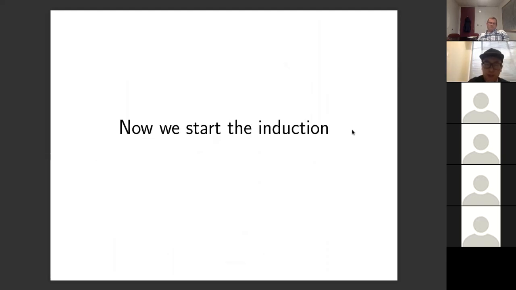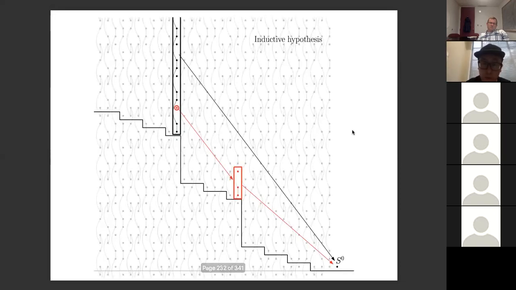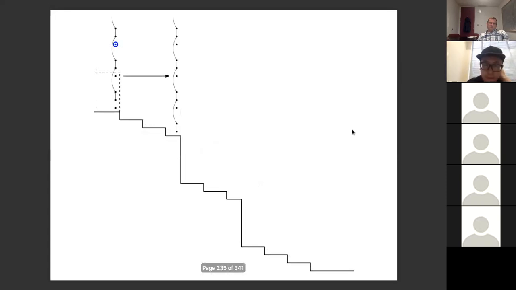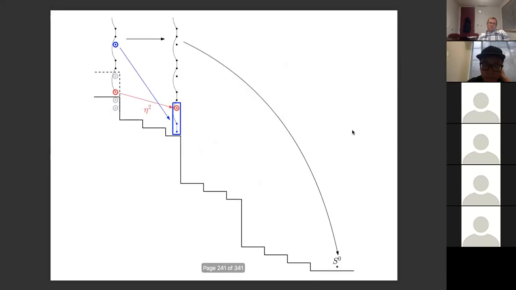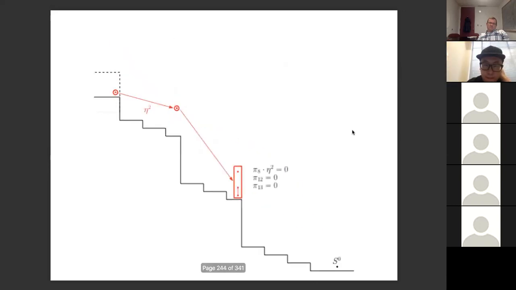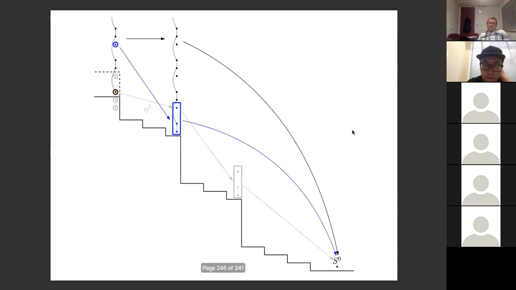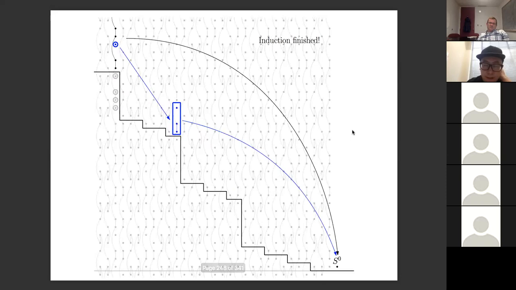So for the actual induction, instead of saying anything, I'm going to show you a little movie. So this is the initial point of the inductive hypothesis. So basically, that's a rough intuition of how we think of this inductive approach. But the actual proof for this part is very lengthy. It's like 30 pages or so.